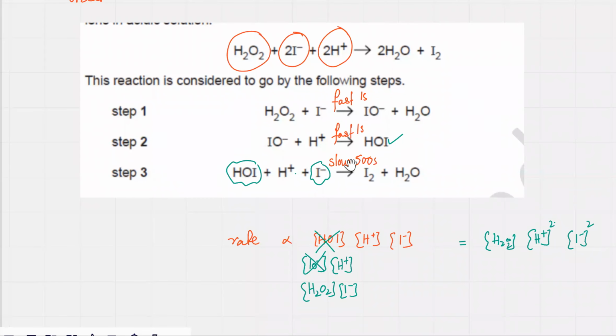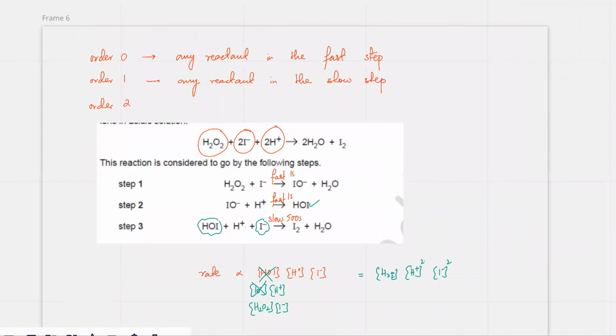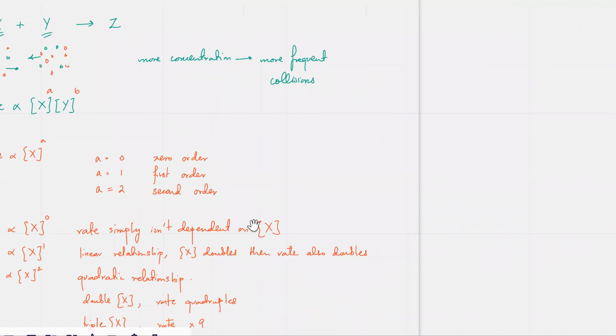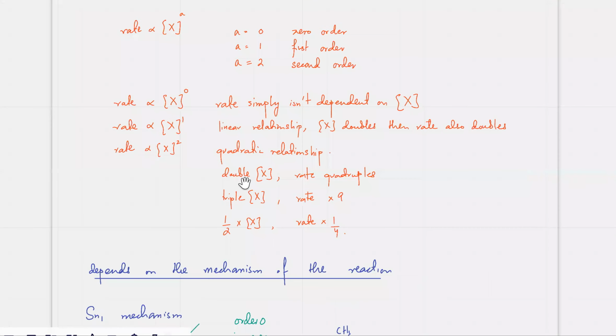So I just told you that yesterday we talked about the order of reaction, like why is there 0, why is there 1, why is there order 2. And I told you that the rate of the reaction depends on the slow step. Just a quick recap of what we were doing. So what order 0 meant was, what did it mean? It meant that the rate simply isn't dependent on the concentration of the reactant.